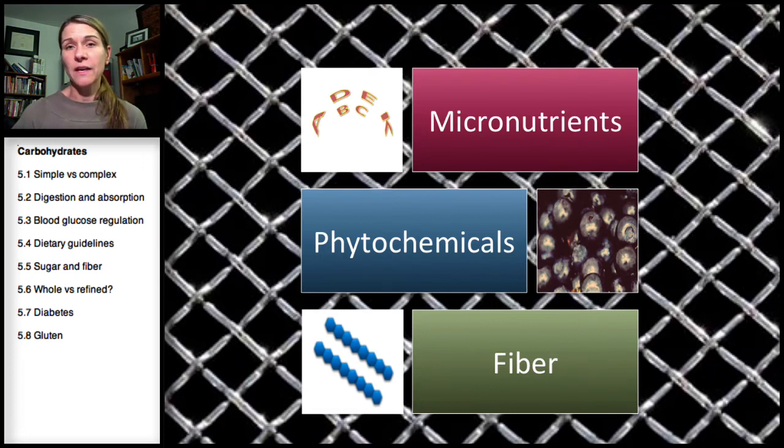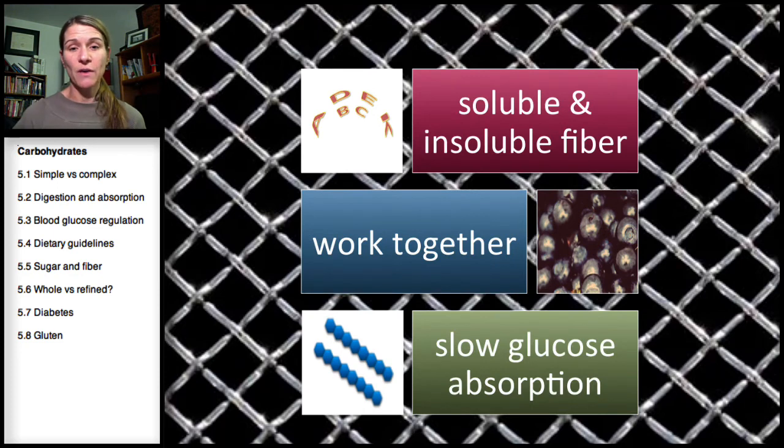One of fiber's main functions is to slow the absorption of glucose. And remember, I had talked about the differences between soluble and insoluble fiber. But we think of soluble fiber as slowing the absorption of glucose, but it's actually the two work together. Both soluble and insoluble work together.